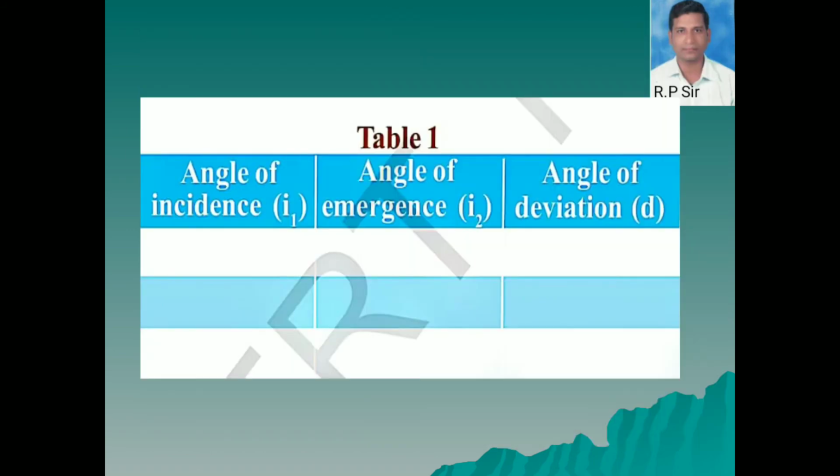Repeat this procedure for various angles of incidence such as 35 degrees, 40 degrees, 45 degrees, 50 degrees and so on. Find the corresponding I2 and D values and note them down in the given table.